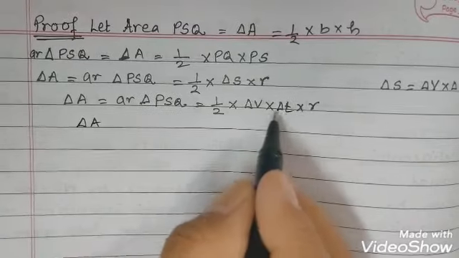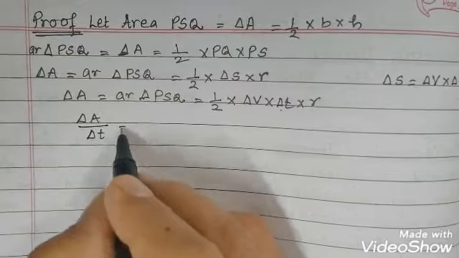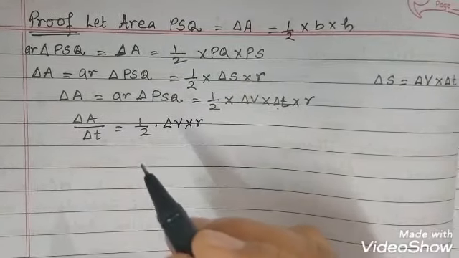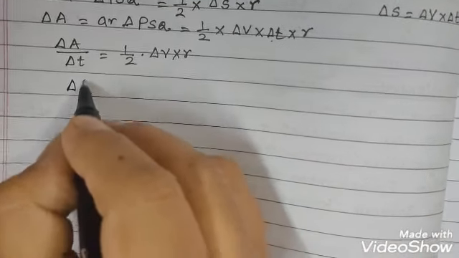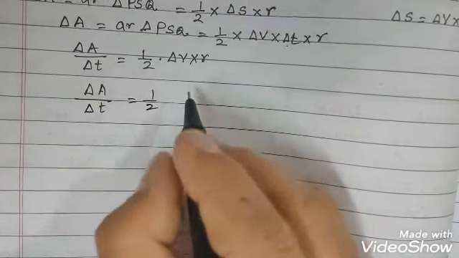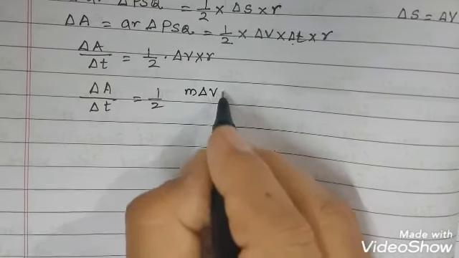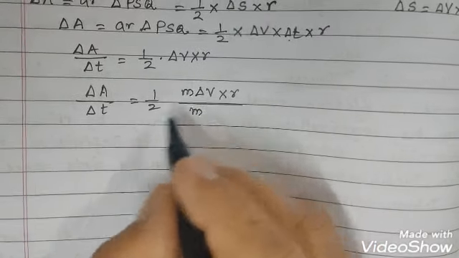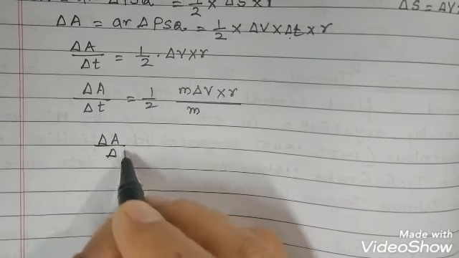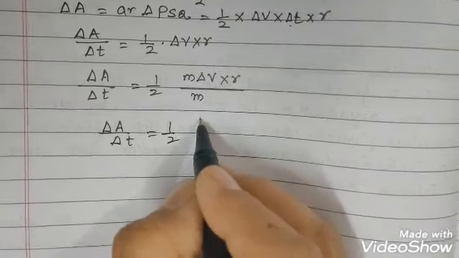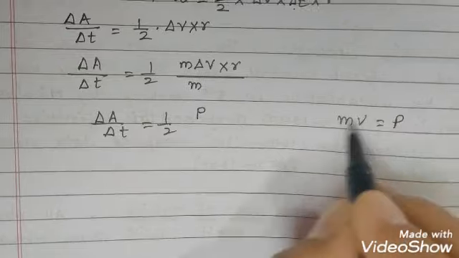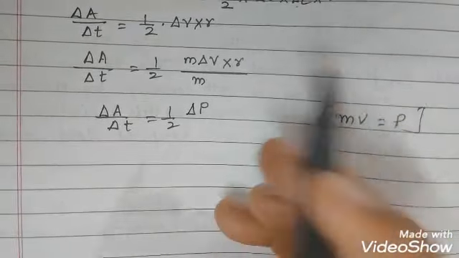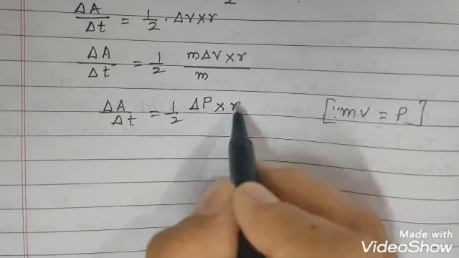Now in del A, this del T we will take to this side. So del A upon del T is equal to half del V into R. Now we'll see that this is del A upon del T. What we'll do, just multiply and divide with the mass of the planet, that is m del V into R upon m here. So this will give us del A upon del T equal to half, m del V is P, the linear momentum, that is mv. So we'll replace m del V with del P, that means small linear momentum.